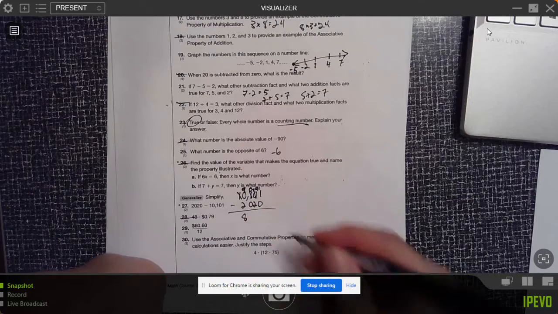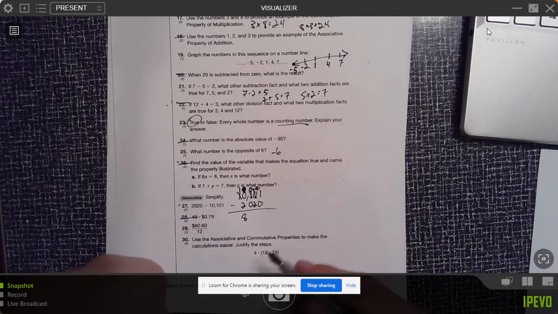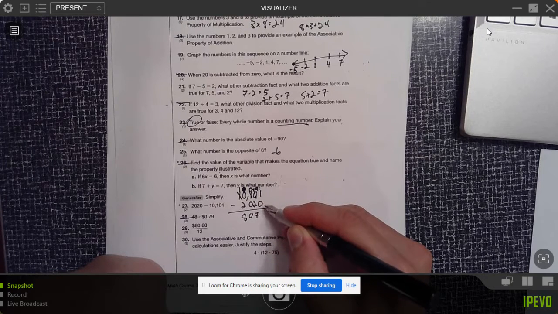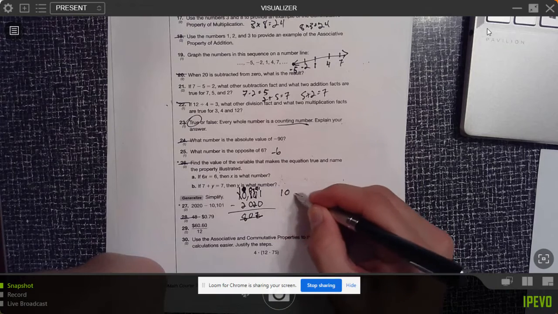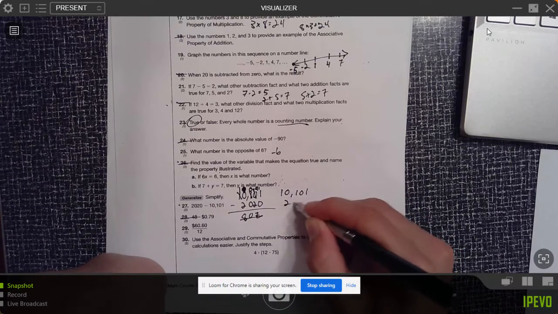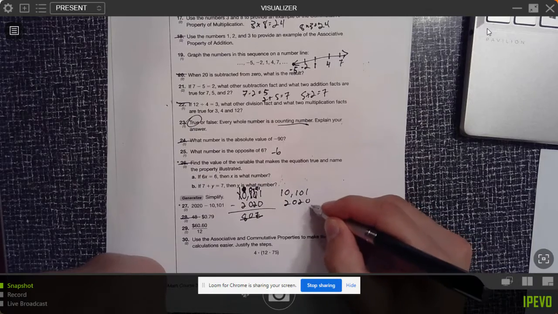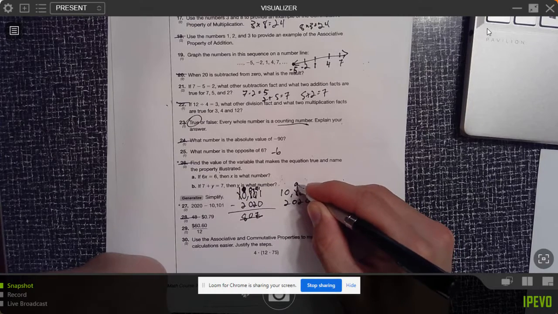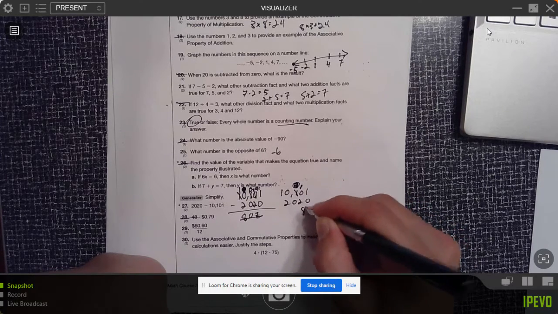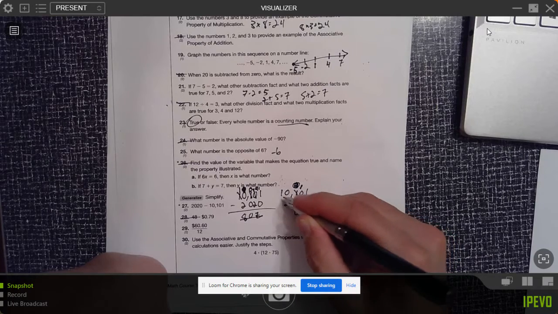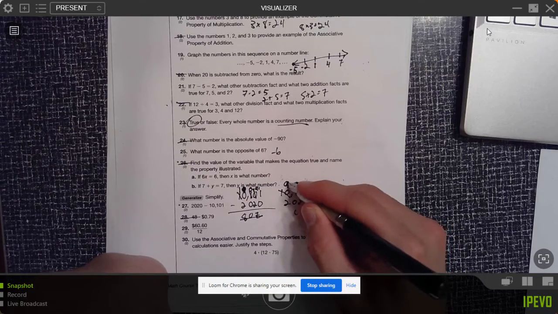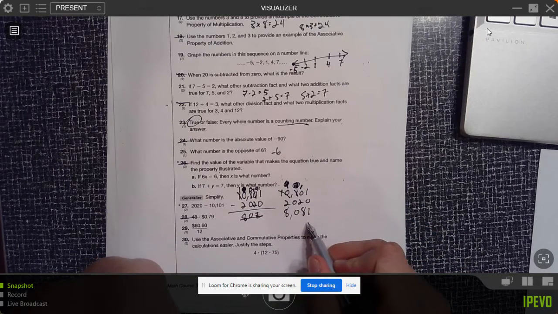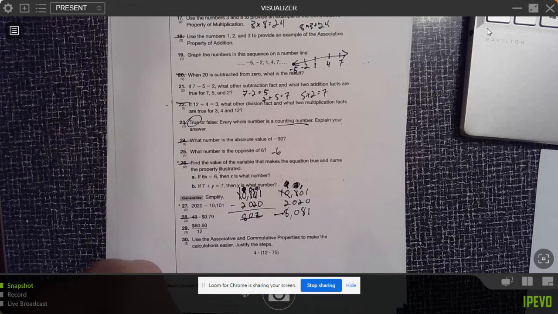Oops, I did that wrong. 10,101 minus 2020. Okay, 1 minus 0 is 1, 0 minus 2 doesn't work, so that has to go down to a 0. That's a 10, so that's 8. 0 minus 0 is 0. 0 minus 2 doesn't work, so that turns into a 10. There we go. 8,081, but it's negative. Okay.